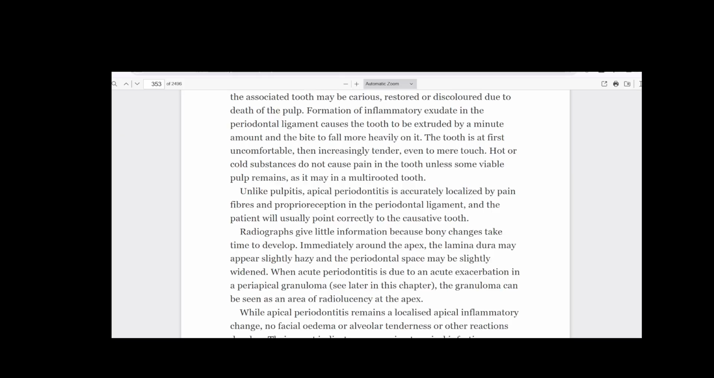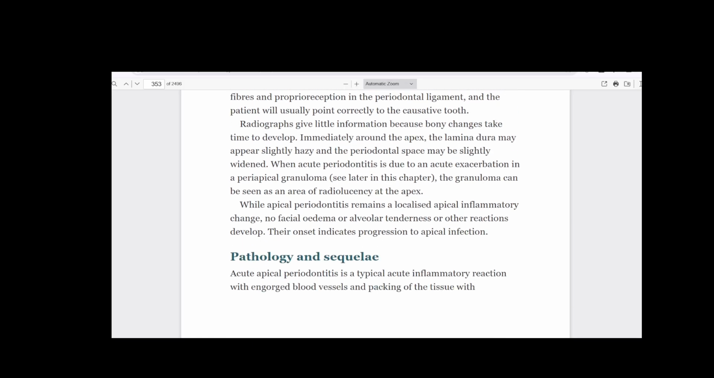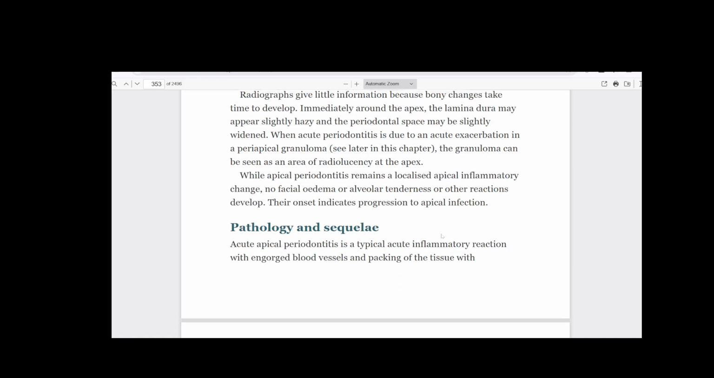Radiographs give little information because bony changes take time to develop. Immediately around the apex, the lamina dura may appear slightly hazy and the periodontal space may be slightly widened. When acute periodontitis is due to an acute exacerbation in a periapical granuloma, see later in this chapter, the granuloma can be seen as an area of radiolucency at the apex. While apical periodontitis remains a localized apical inflammatory change, no facial edema or alveolar tenderness or other reactions develop. Their onset indicates progression to apical infection.